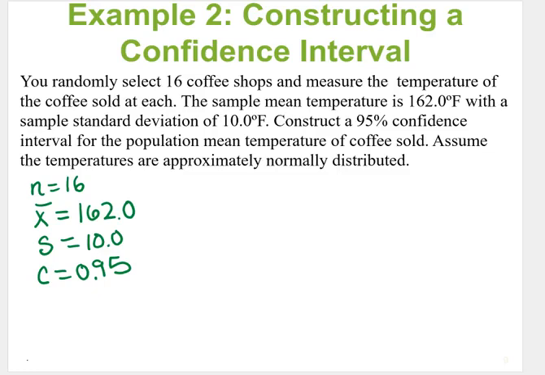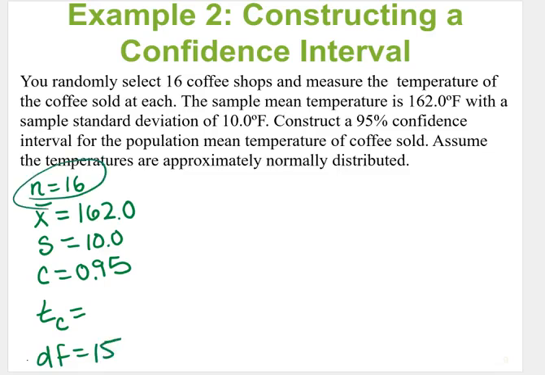Because we don't have sigma, that tells us we have the S instead. That means we're going to have to use the t distribution. So we need to find our t sub c for 95%. We're going to go to our chart, to the 95% level of confidence, and go down to 15 degrees of freedom. Make sure that your degrees of freedom is 15, because it's one less than the sample size.